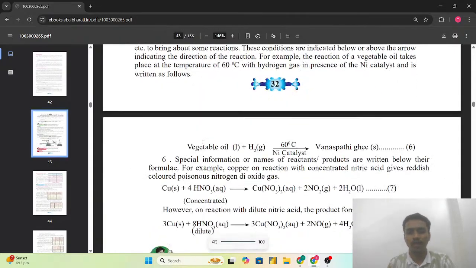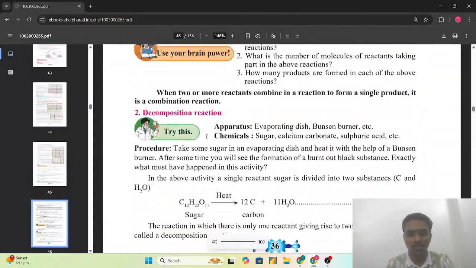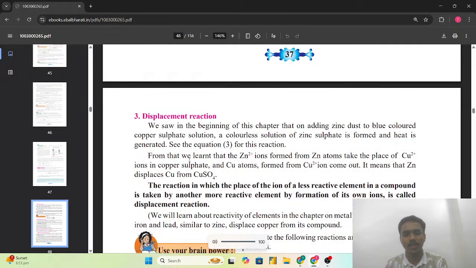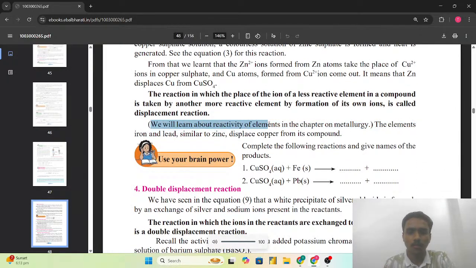And Cu gets separated. So here we have seen what a displacement reaction is: when a less reactive element in a compound is replaced by another, more reactive element by forming its own ion, that type of reaction is called a displacement reaction. We will learn about the reactivity of elements in the chapter on metallurgy, where we are going to see the chart of reactivity of various metals.